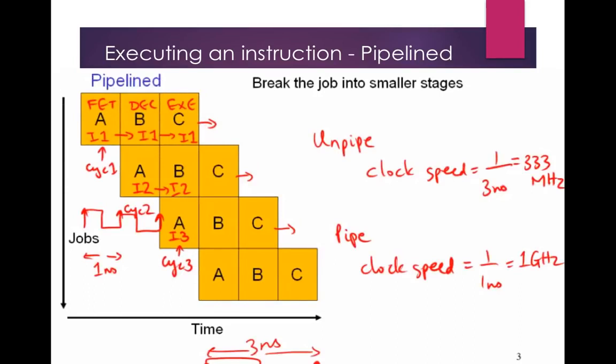Now when we compare the throughput, in unpipelined, the clock speed is 1 by 3 ns, that is 333 megahertz. But when we come to pipelining, it is increased to 1 gigahertz. So we are improving the clock speed when we go for pipelining, because in unpipelined the three stages are done serially, but only one at a time. So we are improving the performance. Now we will see about the hazards.